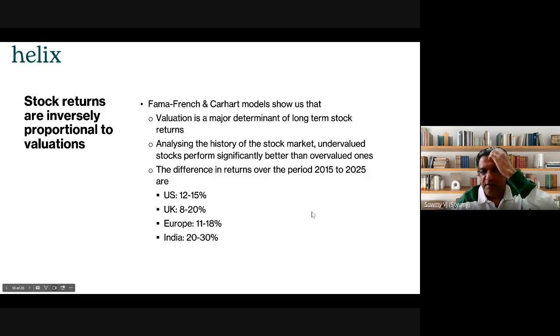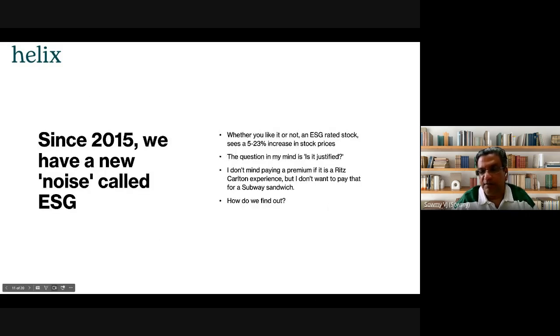That's what the research by Fama, French and Carhart tells us, and our own backtest gives us pretty much the same input. So our backtest validated the use of these factors, and the fact that stock returns are inversely proportional to valuations. Since about 2015, we have a new noise in the market. It's not signal, it's noise.